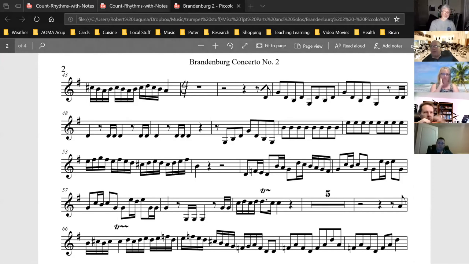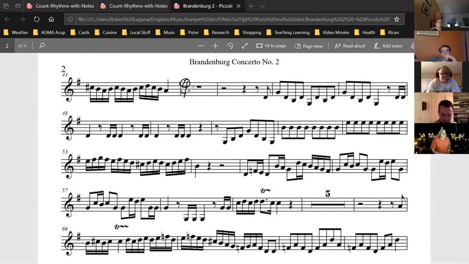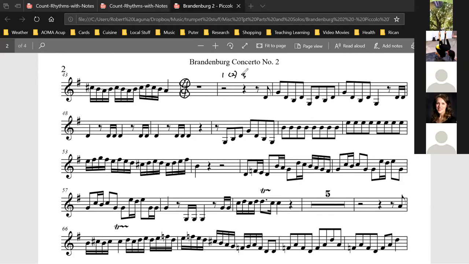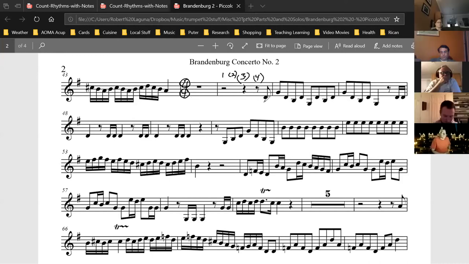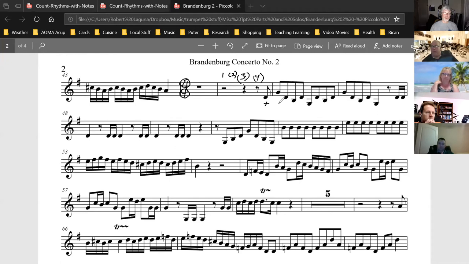This is a quarter rest, and this is an eighth note. So under this time signature, there are four beats in a measure, and the quarter note is the one that gets one beat. So for this measure, beats one and two would be in the rest. Beat three is that quarter rest, and the downbeat of beat four is that eighth rest. That means that this eighth note comes in on the end of four.